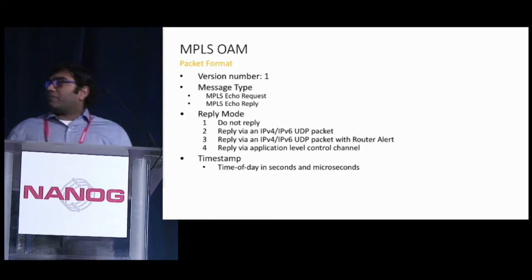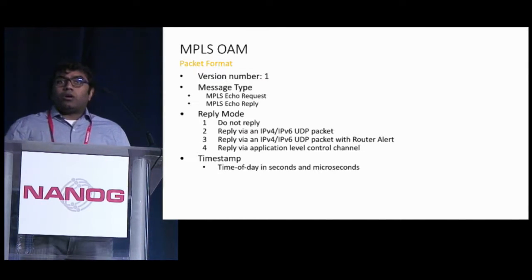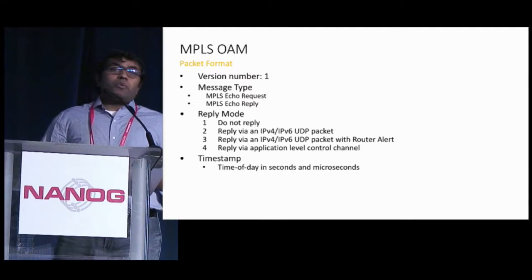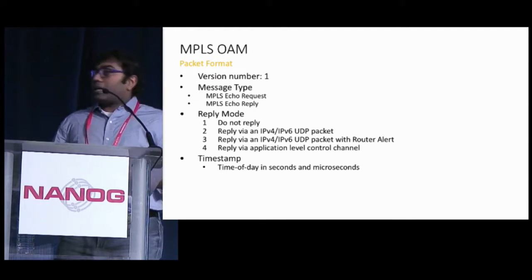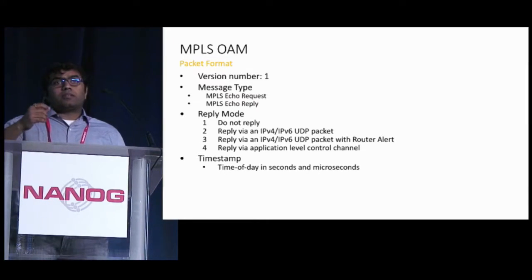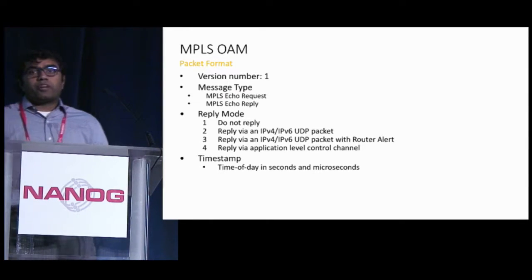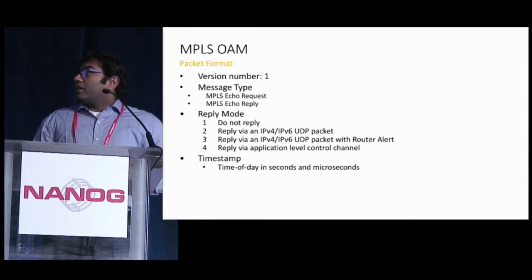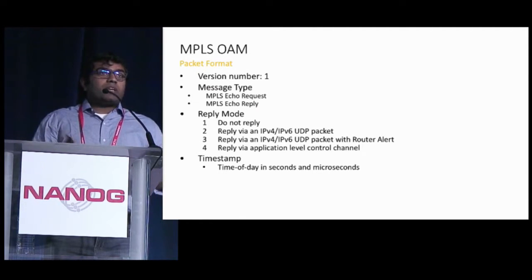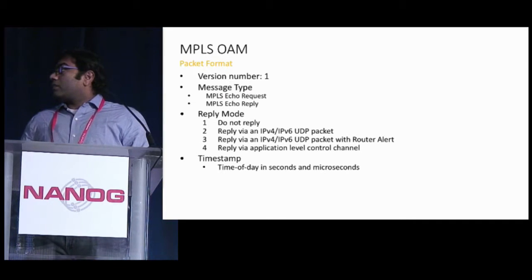In this, we have the message type as the MPLS echo request or the echo reply. And on the reply mode, you have options like do not reply, reply with UDP packet, or UDP with router alert, wherein the packet is not hardware switched, instead it's processed by the software. And then you have the reply with application level control. So if you have an application that understands those packets, it'll use those to respond.